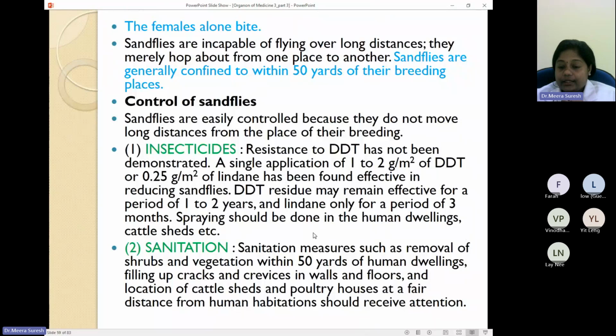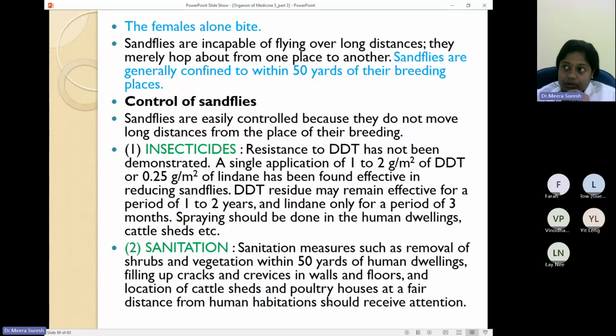Spraying should be done in the human dwellings and also the cattle sheds. Sanitation measures such as removal of shrub vegetation within 50 yards of human dwellings, because it is not going beyond that area, filling up cracks and crevices in the walls and floors, and also keeping the sanitation high in the cattle sheds, poultry houses, etc., should be given importance to control the sandflies.